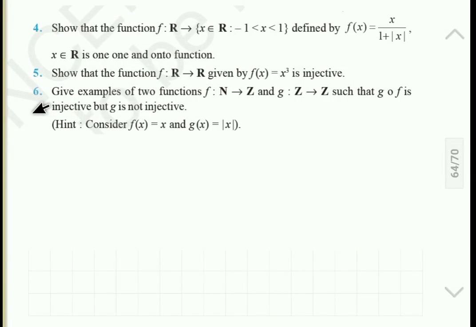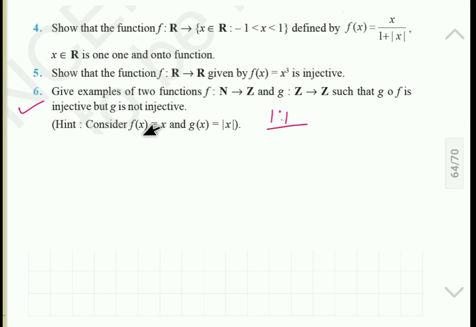So let us see question number 6. Give an example of two functions f and g such that g∘f is injective but g is not injective. Injective means one-one, right? We have to check for one-one. The function is given from natural numbers to integers. So they have given a hint, and we will try to use this hint.